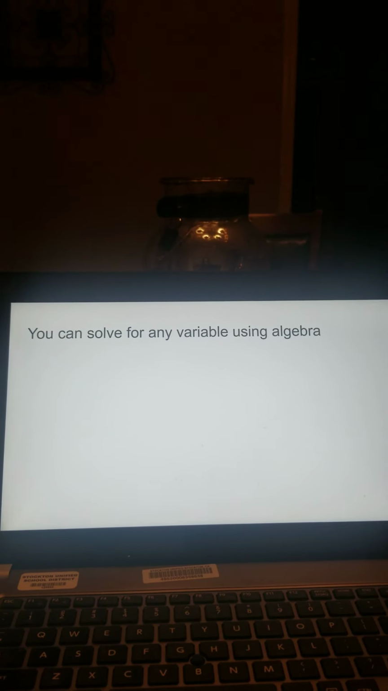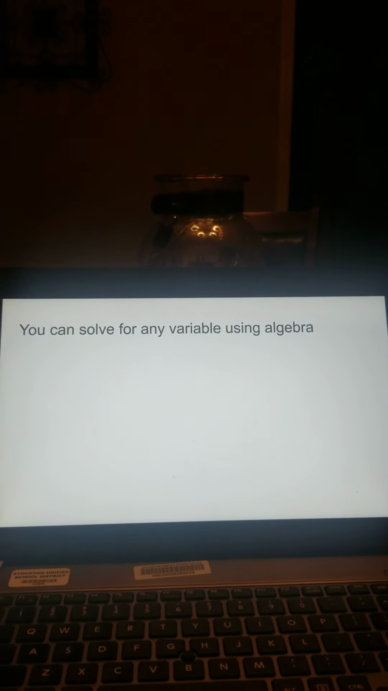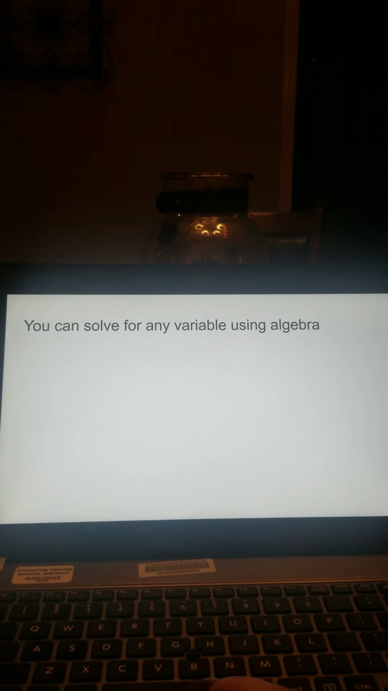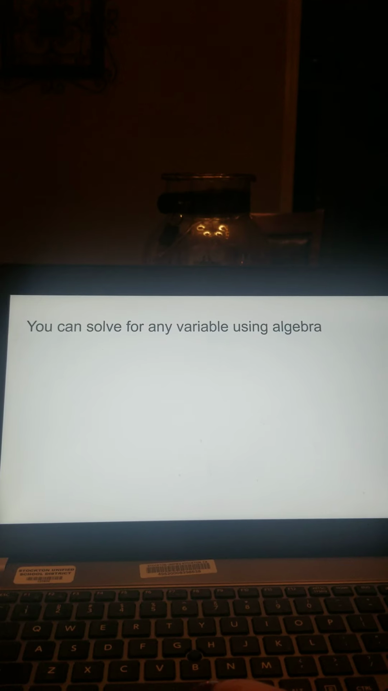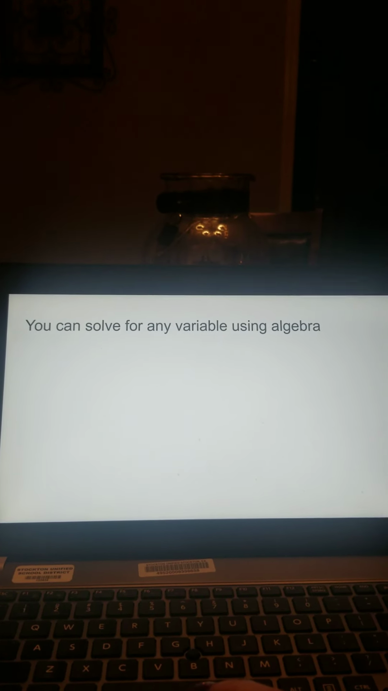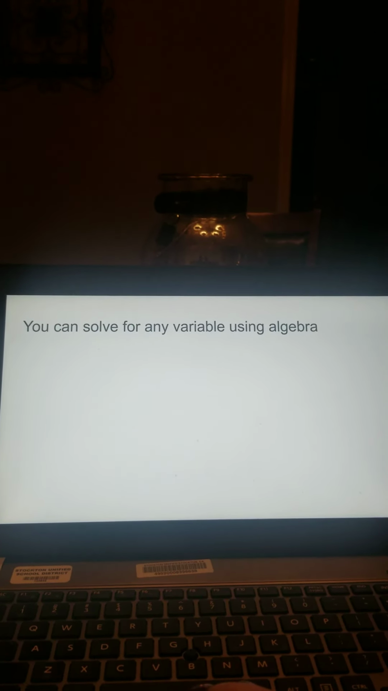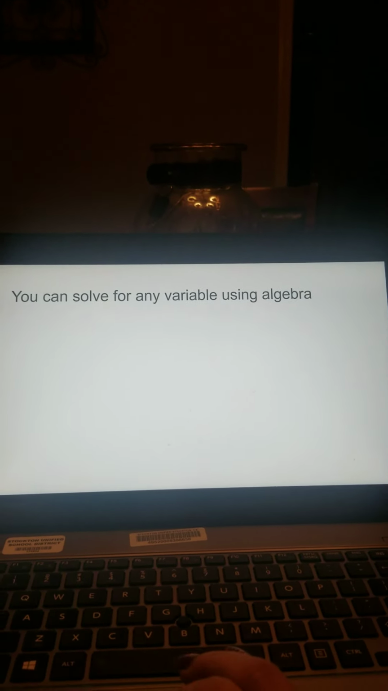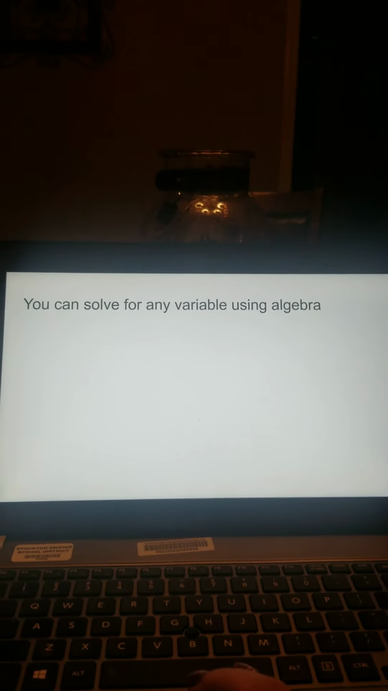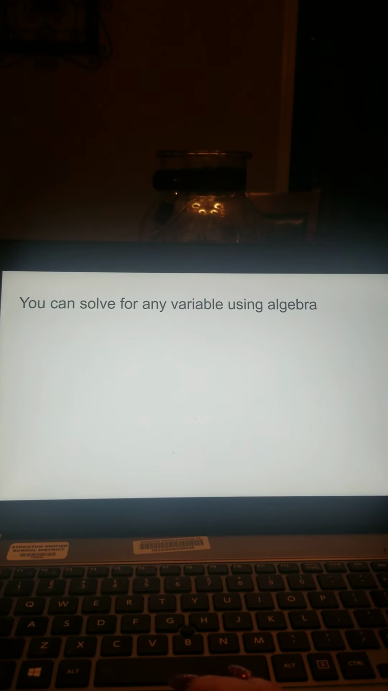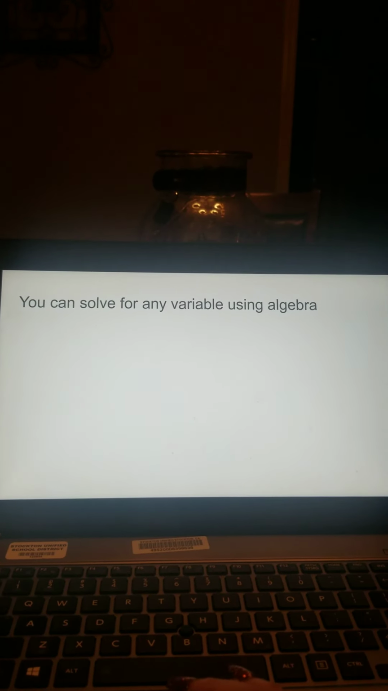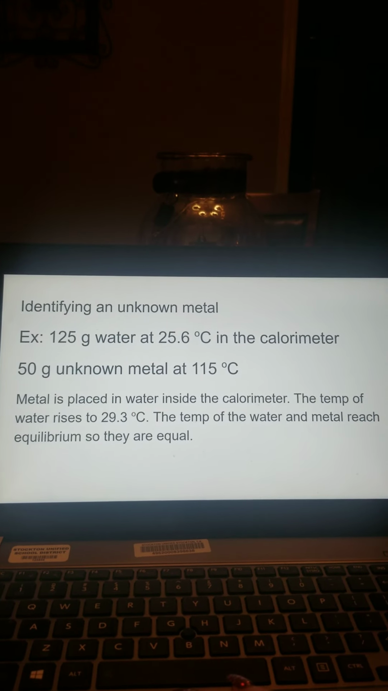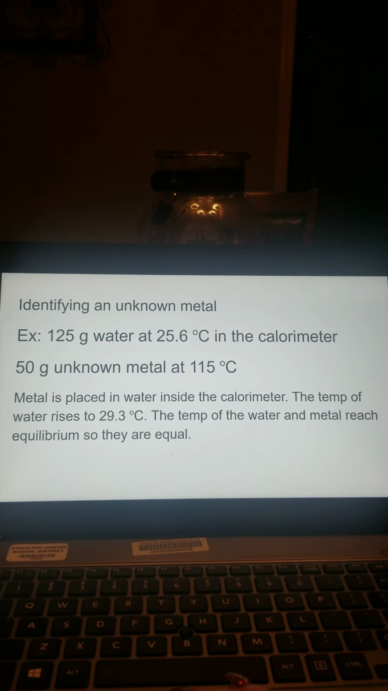Remember that for this formula, any of these variables can be solved for. You just have to use your algebra. So the question might ask for C, the question might ask for the mass, the question might ask for delta T. You're just going to have to read the question and figure out which variable it's asking for. And then we'll move on to identifying an unknown metal afterwards.